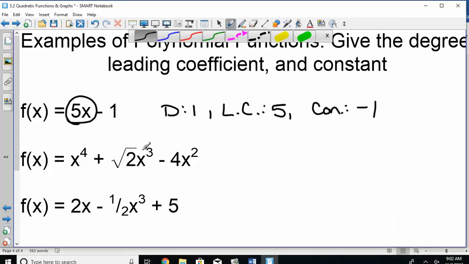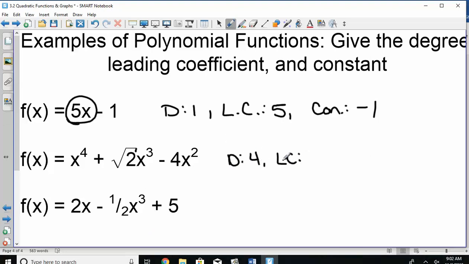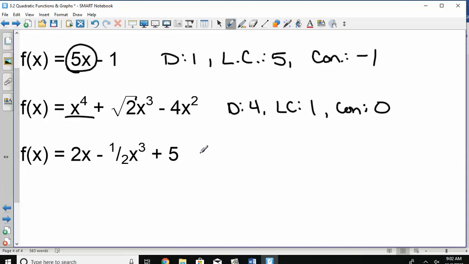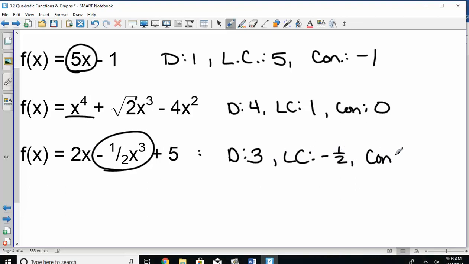The second one, it's still a polynomial because the square root is only over the 2, not the x itself. Degree should be 4. Leading coefficient, if I'm looking at that, it has power of 1. What's the constant on this one? 0. Good. Alright, last one. What is my degree? 3. It's not the first term. Leading coefficient? -1/2. Constant? It's 5. Alright. Are we okay with that part? Then let's move on.